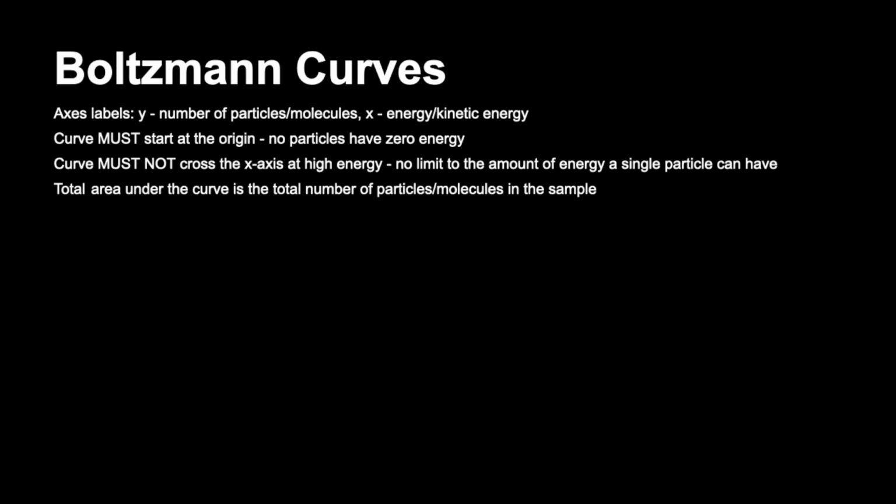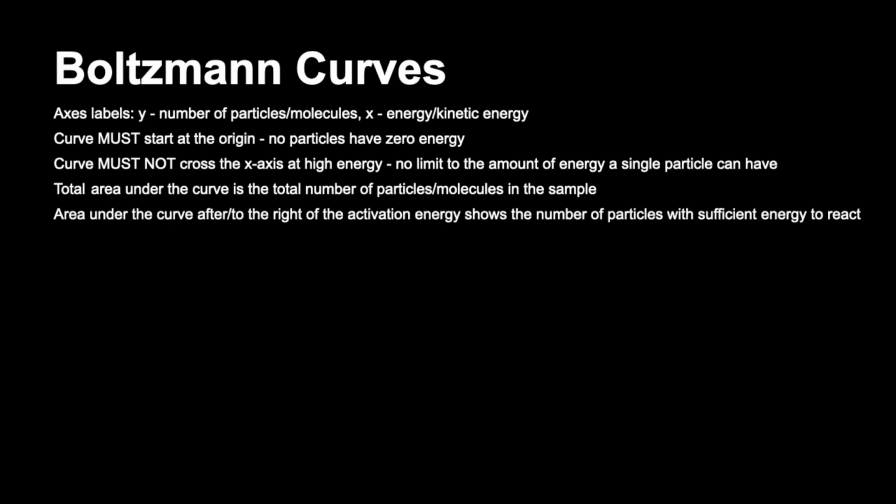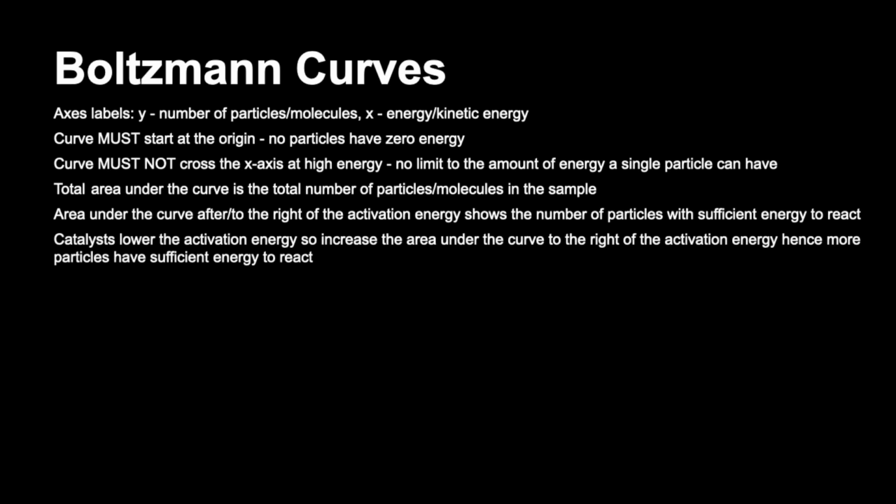The total area under a Boltzmann curve is the total number of particles or molecules in the sample. And the area under the curve after, or to the right of, the activation energy shows the number of particles with sufficient energy to react. Catalysts lower the activation energy, so they will increase that area under the curve to the right of the activation energy, so more particles will have sufficient energy to react.